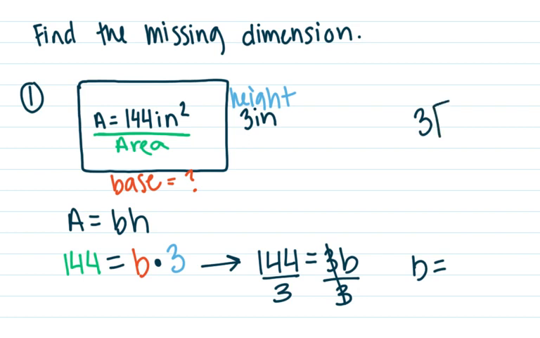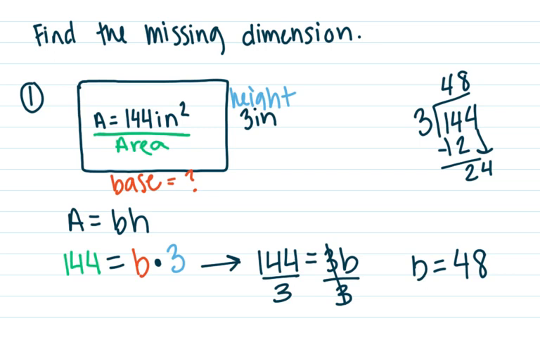And then 3 goes into 144. Let's do that work over here. That's going to be 4 times... and 8. So B, the base here, is 48 inches. Now notice in my answer, I did not write inches squared, because only area is inch times inch. This is just one of the side lengths, so it's just regular inches.